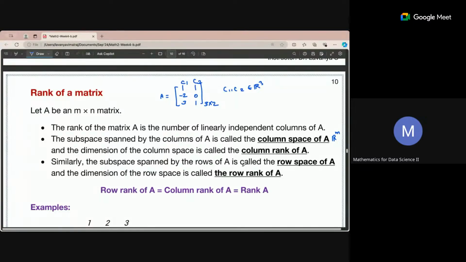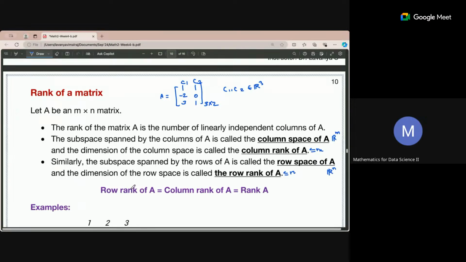Similarly, the subspace spanned by the rows of A is called the row space of A, and the row space is a subspace of R to the power n. So the dimension of the row space is called the row rank, and the row rank is always less than or equal to n. The column rank is less than or equal to m, and the row rank is less than or equal to n.